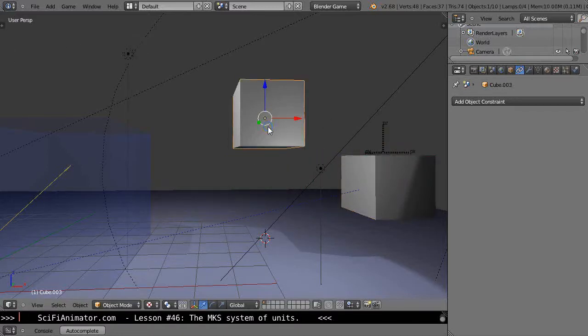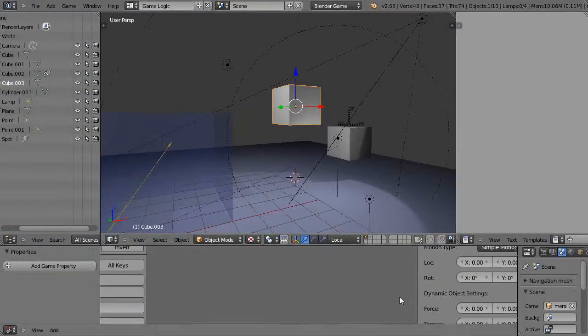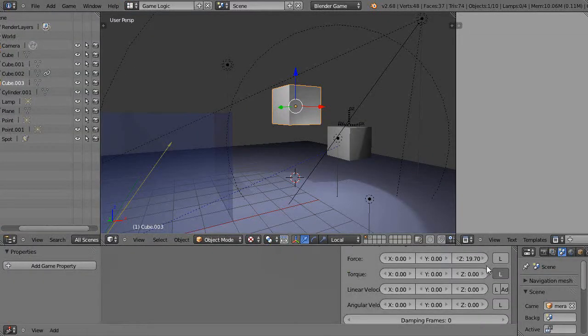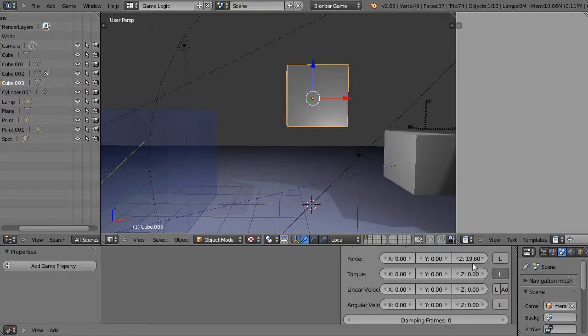Now my force I was applying still to this cube, as you can see in the game logic here. That's where I had the keyboard set up, and there's my force of 19.7. I had tried that time. Let's do 19.6, where we know that should balance out the force exactly. Or no, not in this case. We only have 1 cube, so 9.8 newtons is going to be our force upward.